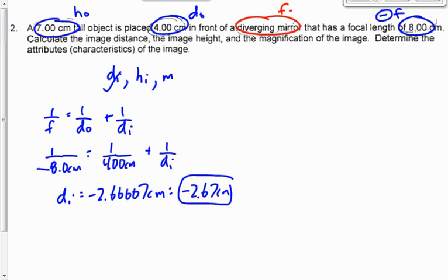Let's go with our magnification equation. Negative DI over DO. Negative 2.66667 over DO, which is 4.00 centimeters. What does that give me? I don't know, is that 0.667? Is it negative 0.667, is that right?